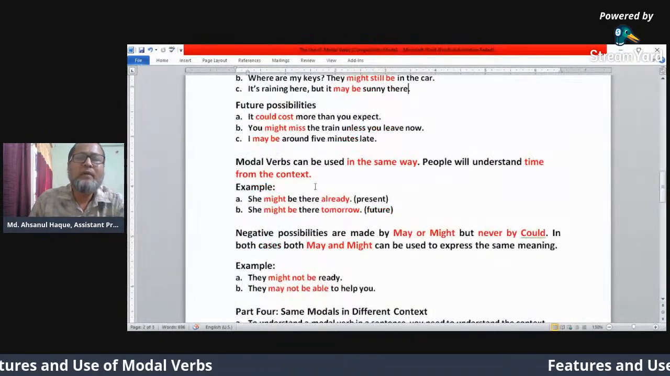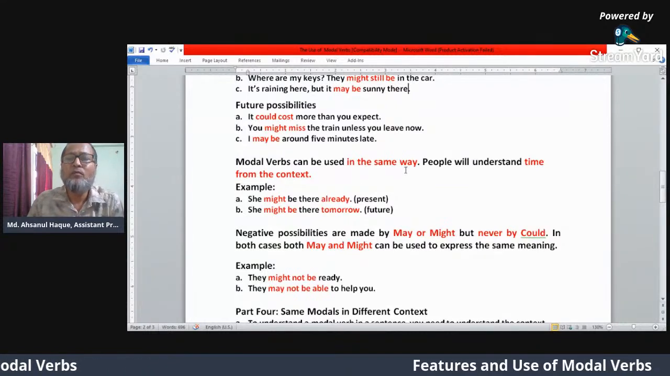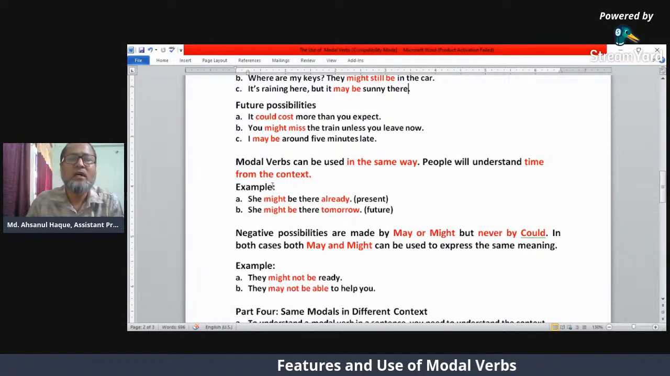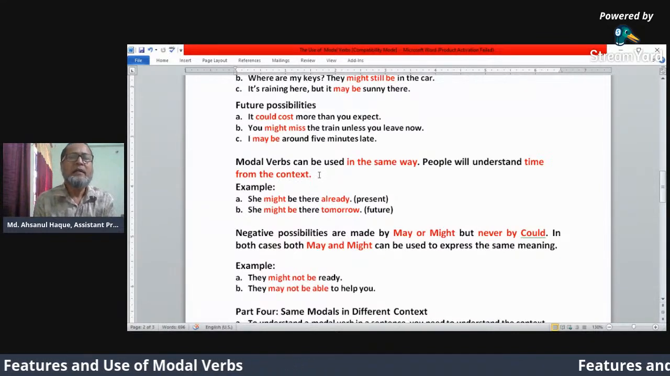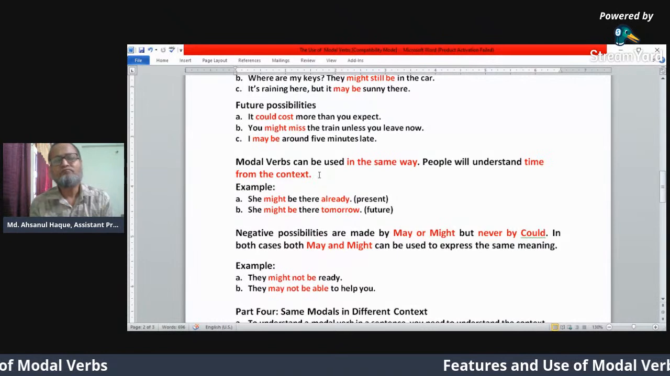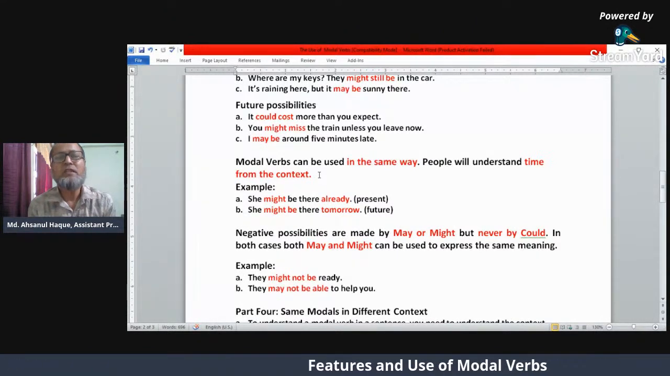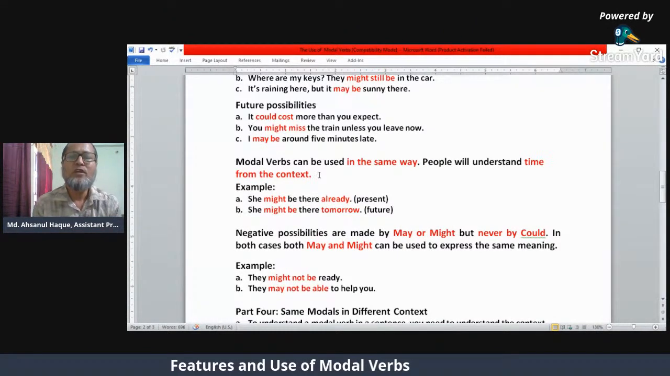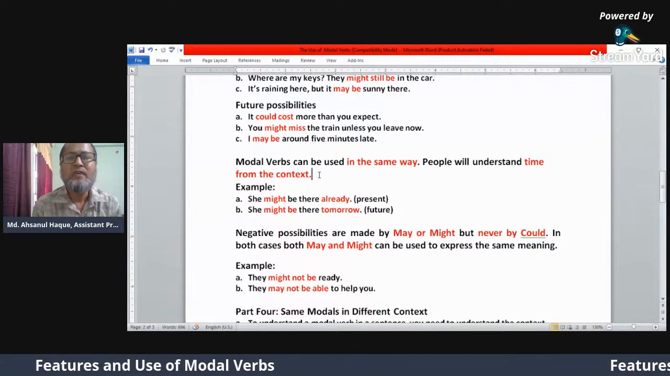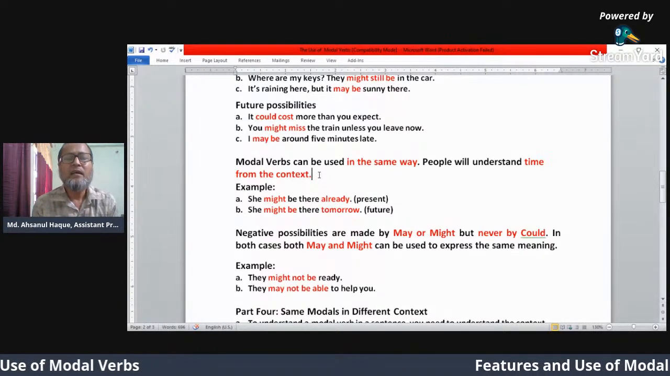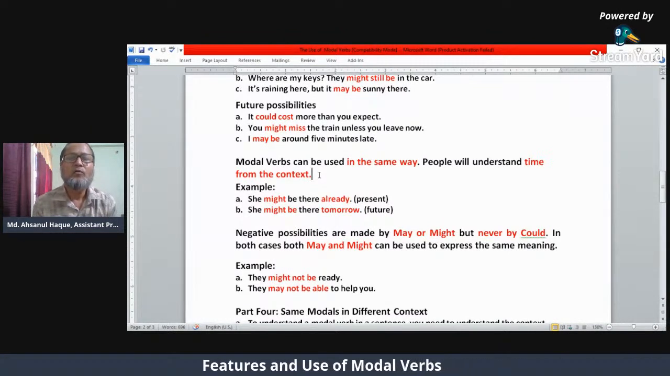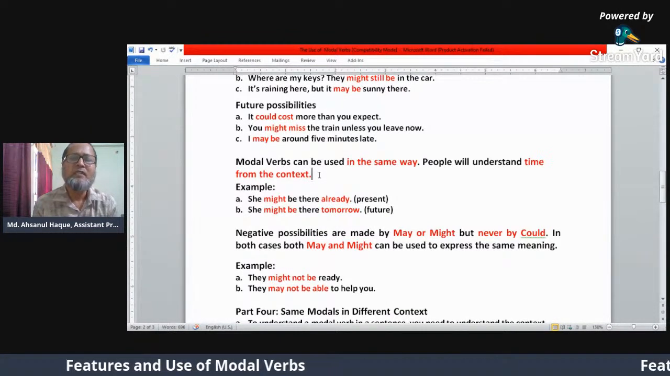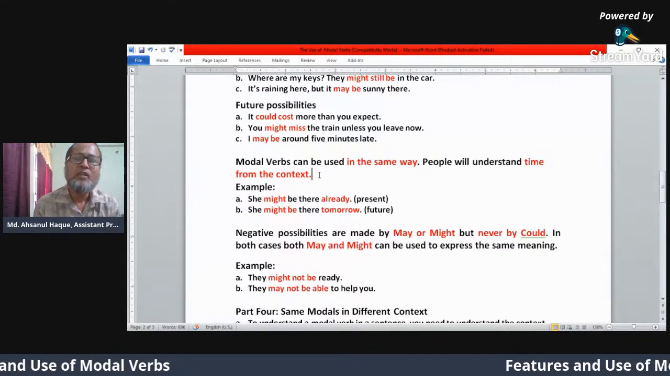Now, modal verbs can be used in the same way. People will understand time from the context. It's very important. Actually, it is not sure that any particular modal verb is supposed to express a single and same time all the time. Actually, we have to understand the time and the tense, especially time, from the context.